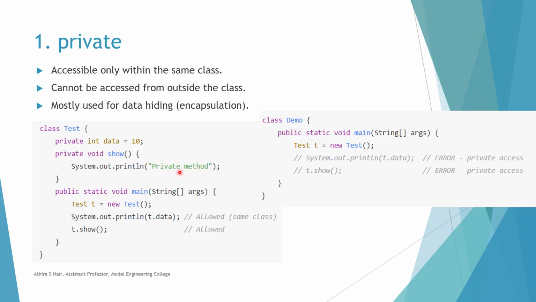Now we are printing a message inside the method show. This function is also private. And in the main function, we are creating an object t, and then we are printing the member variable data, and we are also calling the function. So this is allowed because it is in the same class. Now in the main class, another class Demo, here we are creating an object p, and if we try to access this data or the show function, then it will show an error because this is not allowed here, because it is private.